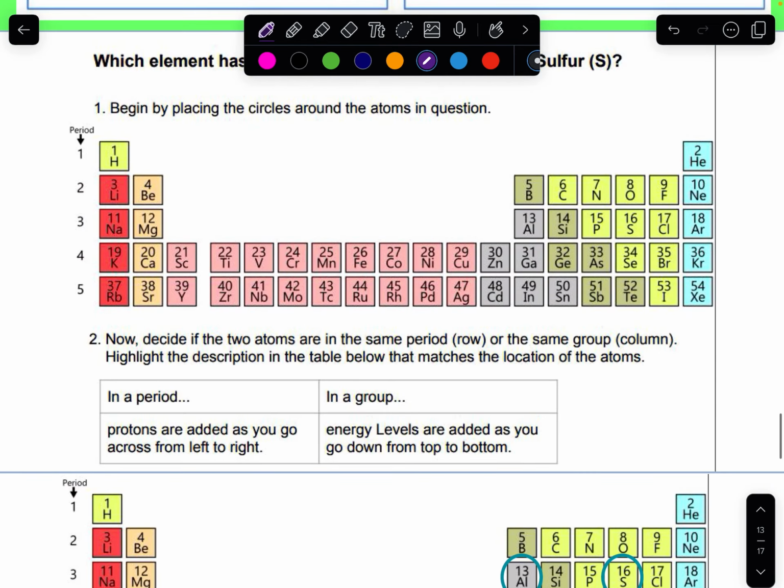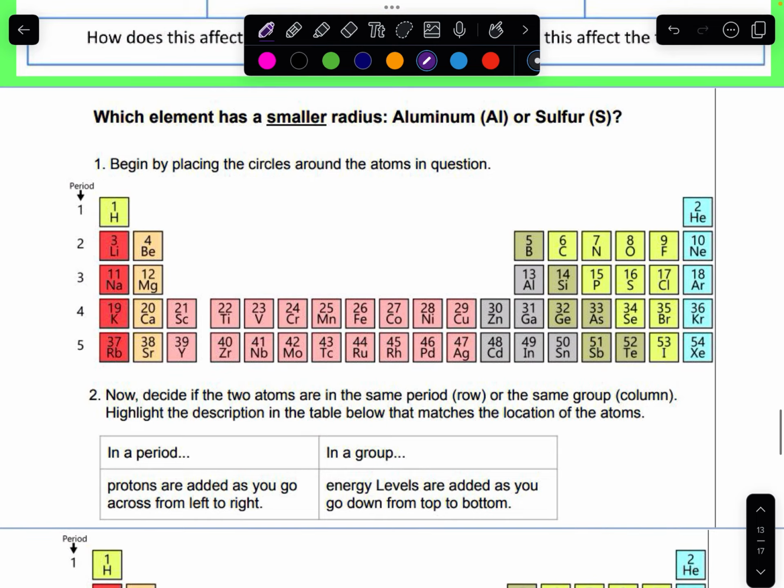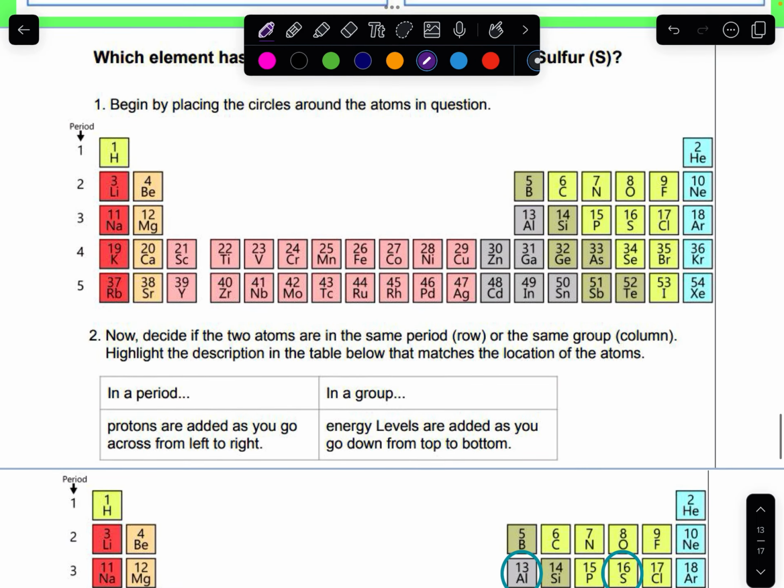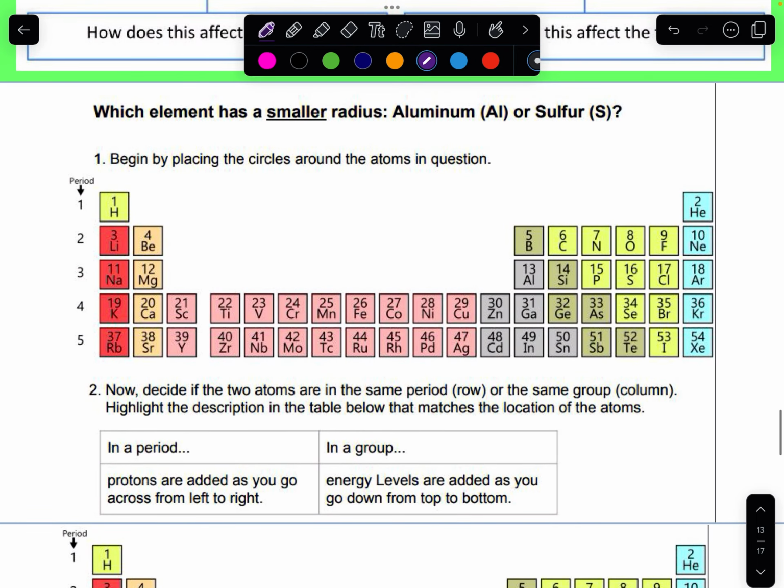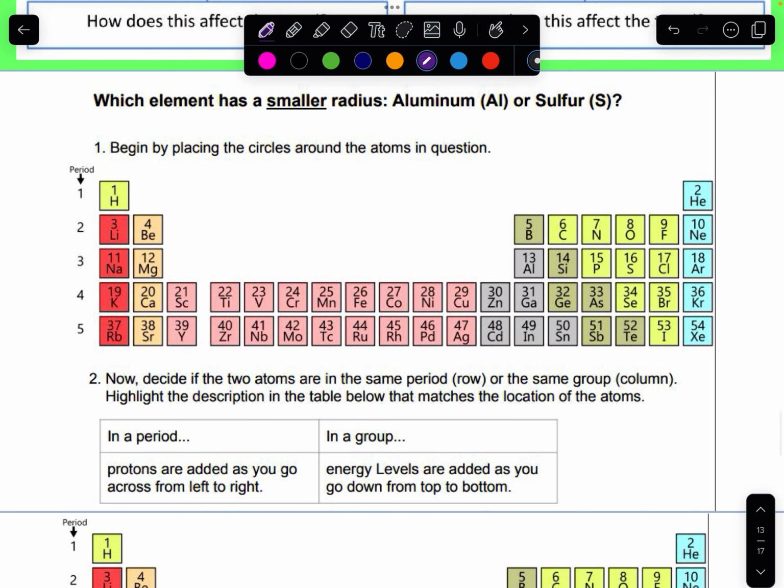So we've got our green sheet filled out. We're going to do a couple of questions, and I'm going to walk you through two of them, and I'm going to let you try a couple and just see how we're feeling. For this practice question, we're talking about the radius, and I want to compare aluminum and sulfur. So let's find them first. Here's aluminum, here is sulfur.